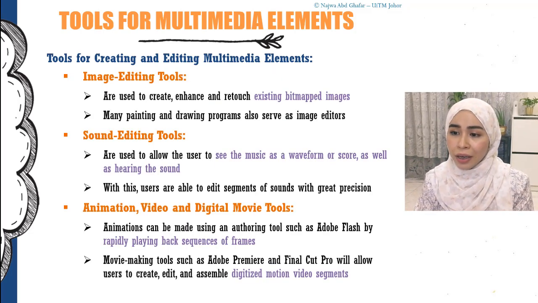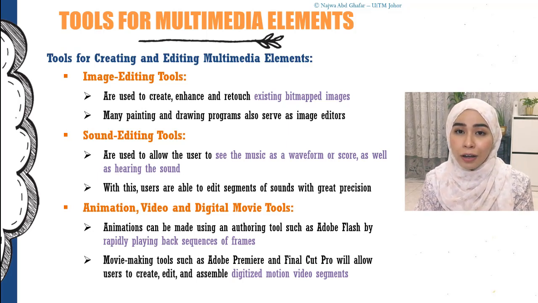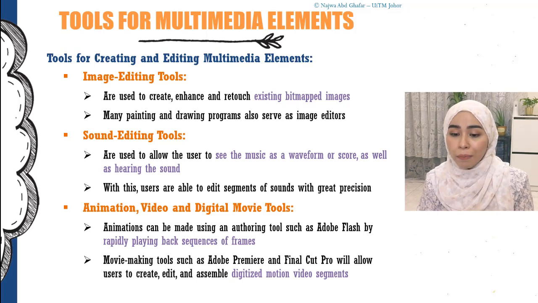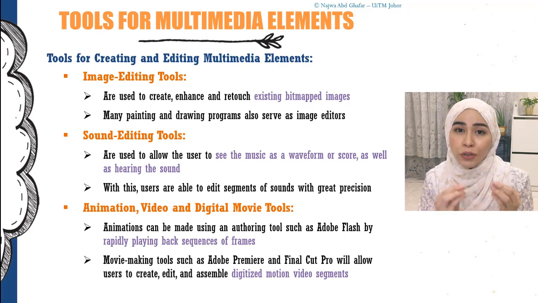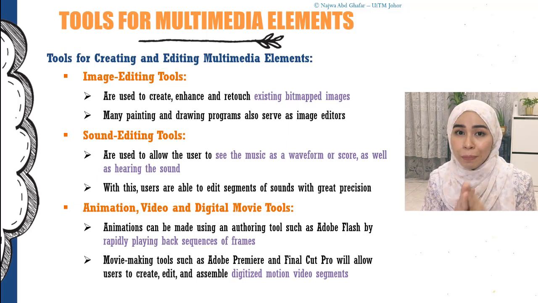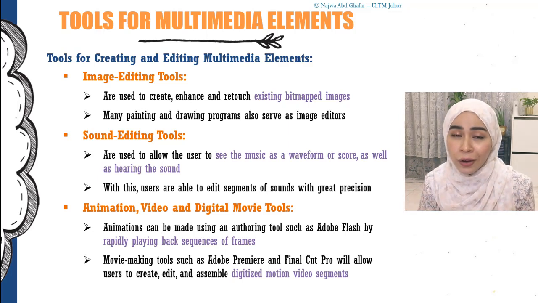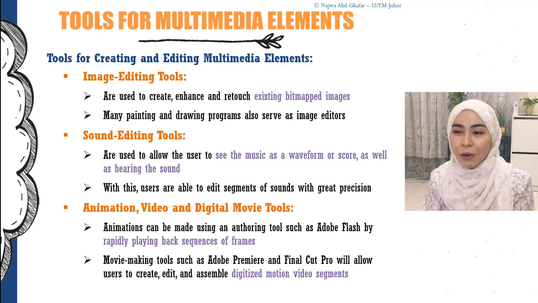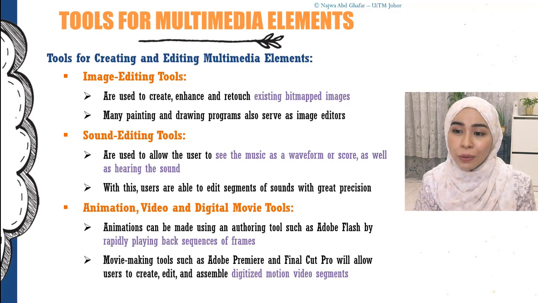Alright, so then we have image editing tools. We have things like Photoshop that we can use to retouch and enhance bitmapped images. Say you have a picture and you want to remove a particular element, like the spots on your face, or change the color of your clothes or your hair. This can always be retouched using Photoshop or any image editing tool.